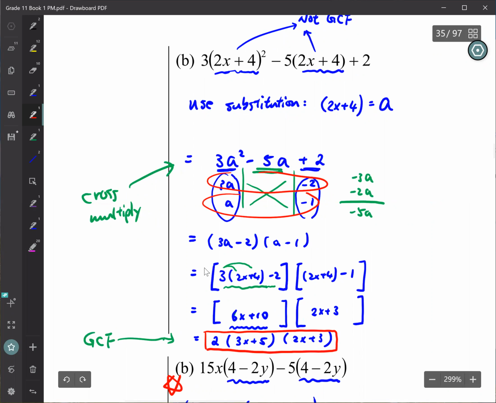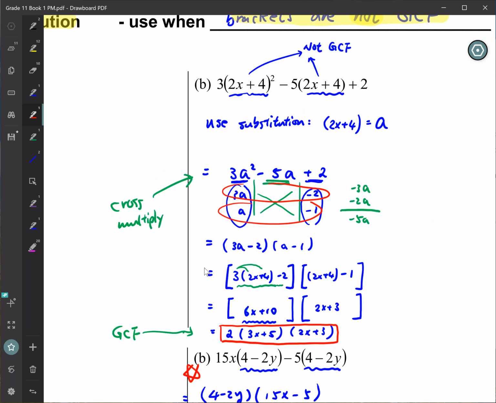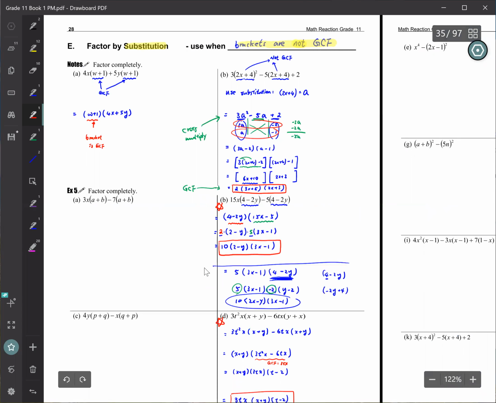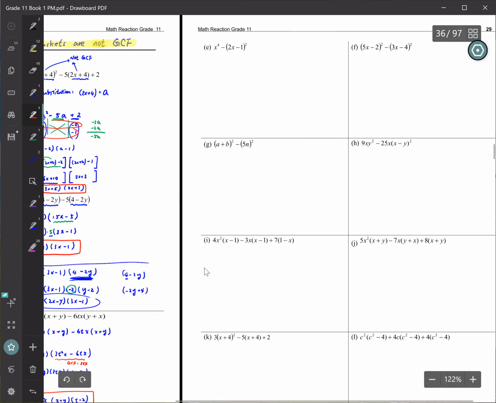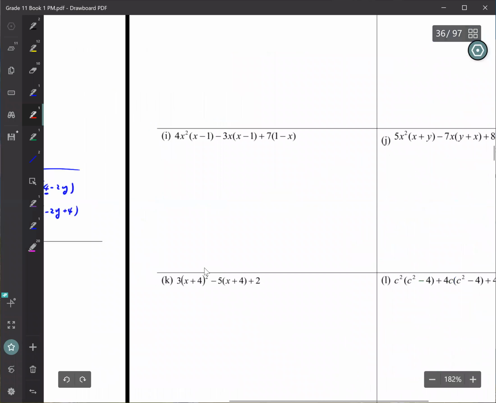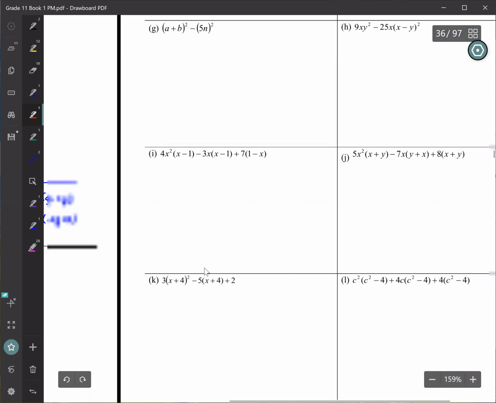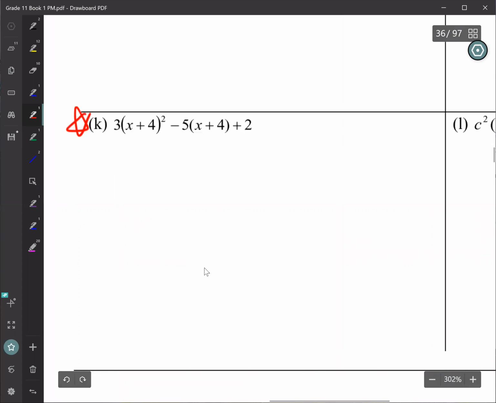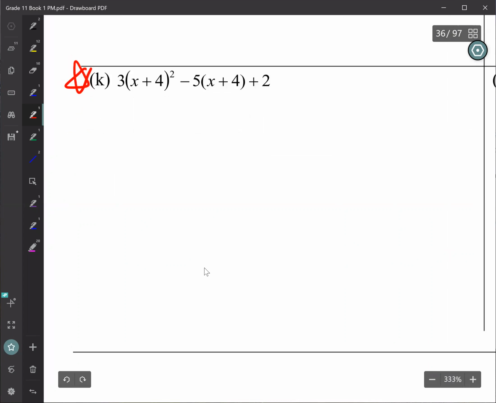When the GCF, right, when the bracket is not GCF, then you need to use substitution. Okay, so far we haven't used substitution yet. I'm gonna pick a question that you need to use it. So on the next page, question K. Right, so you can see that you have brackets of x plus 4, but then the last one doesn't have x plus 4 from all of them.